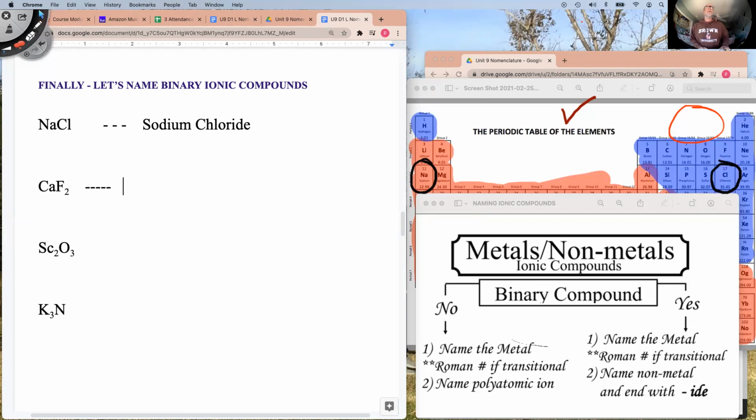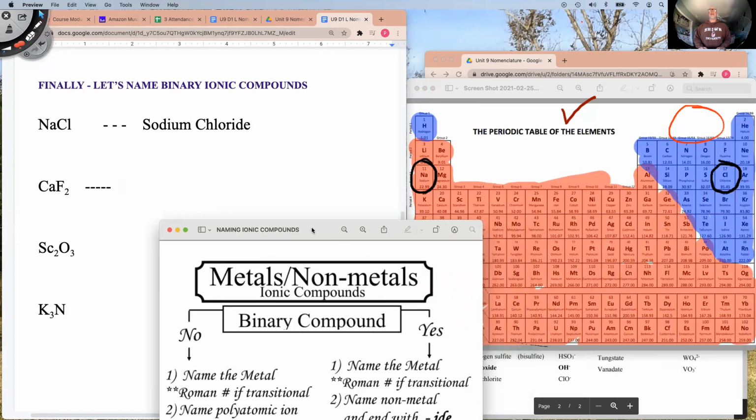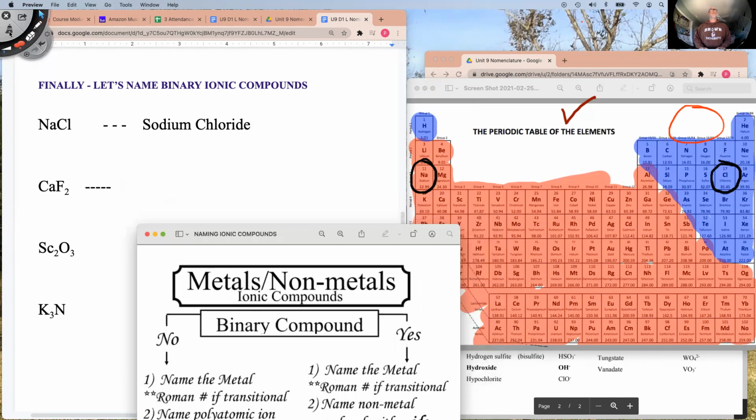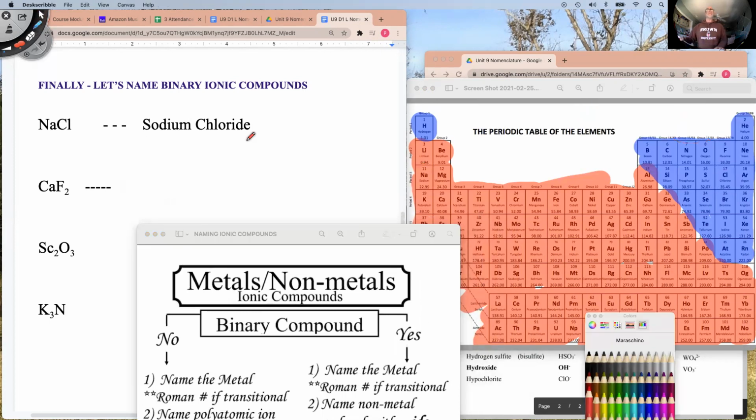All right, so first thing we want to do, let's check to make sure that we are working with a metal and a nonmetal. Are we? Well, let's see. We are working with Ca. Oh, there's Ca right there. There's our metal. And are we working with a nonmetal? F. Yes, we're working with a nonmetal. So there's the calcium and the fluorine.